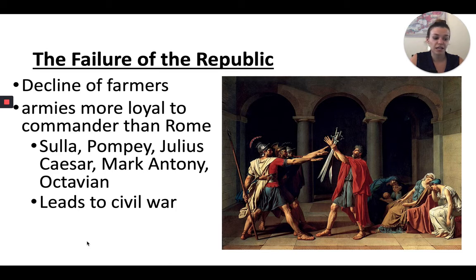Because slave labor was cheap in an expanding empire, Italian peasants were driven off their land and not employed by the estate owners. They drifted into cities where they formed a fractious and unhappy urban underclass.